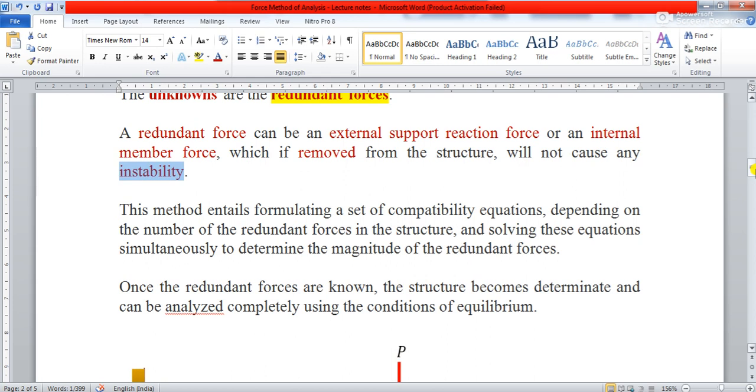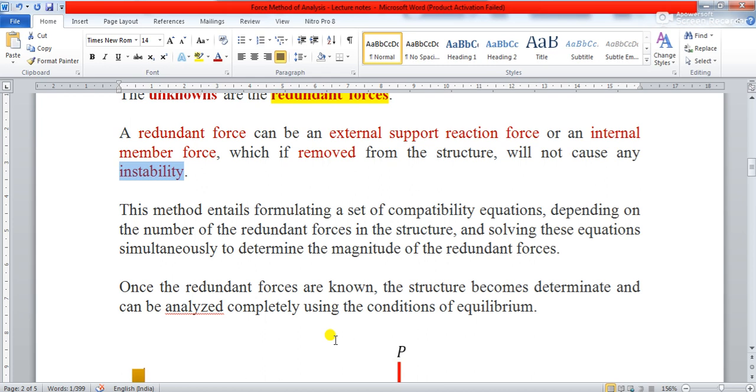Okay, so if you remove such kind of forces from the structure, after removing those redundant forces, if you are getting a stable structure, that structure will be called a primary structure. Okay, that structure will be called as what structure? Primary structure. Okay, so after removing these redundants, this force method will help you to formulate a set of compatibility equations. And I have explained to you what the compatibility equations are.